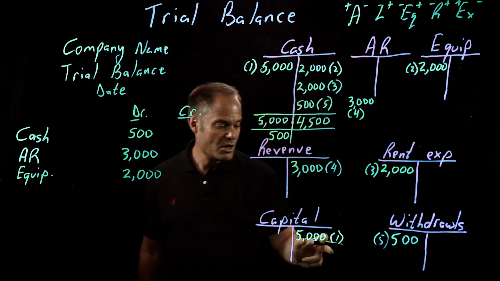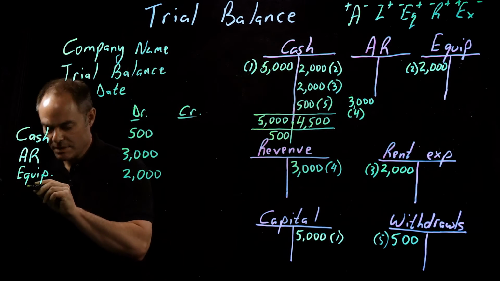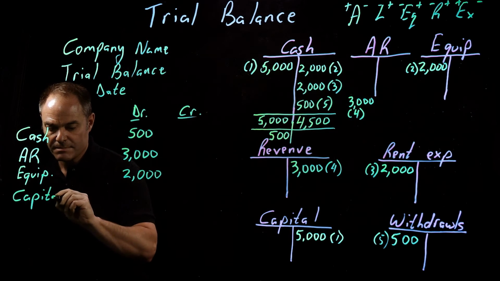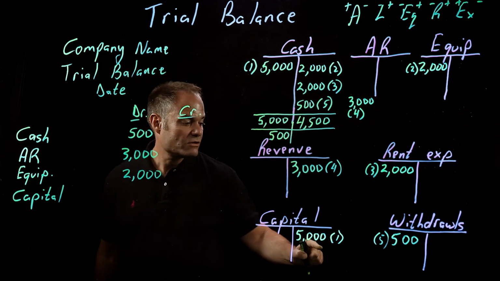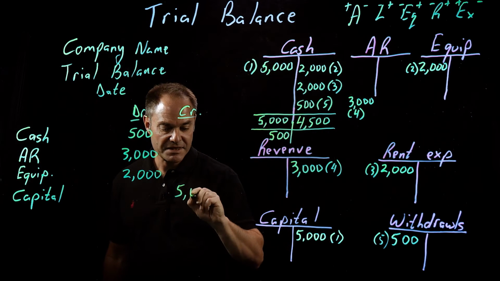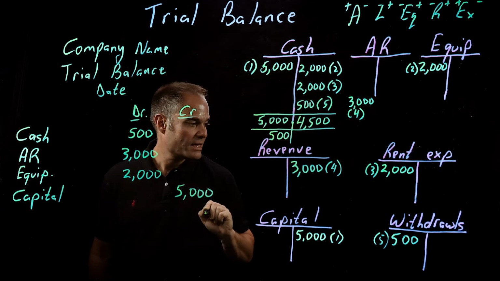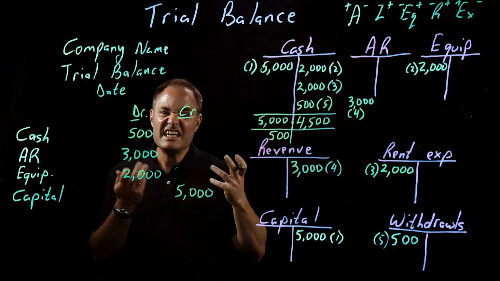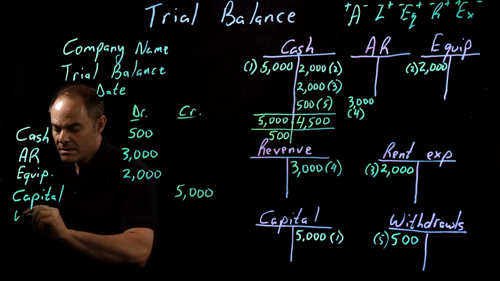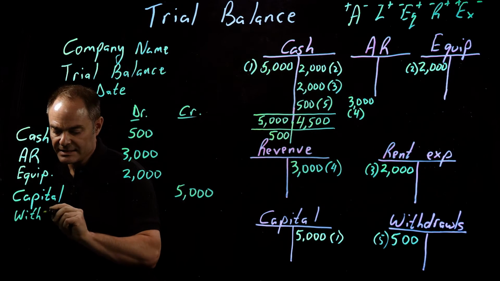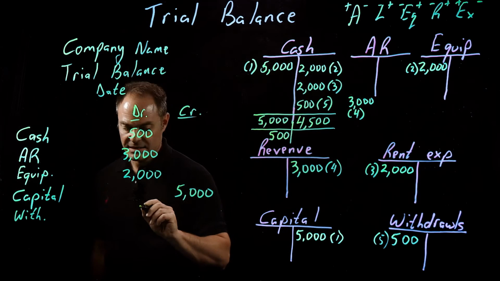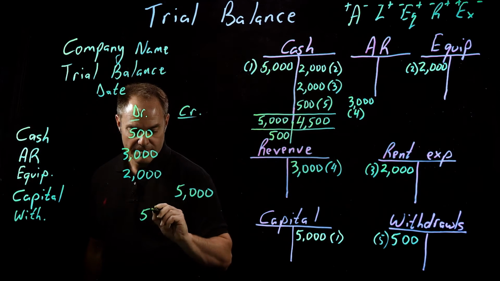Next, we have equity. Well, there's capital, and that's a credit balance of $5,000. Again, be very careful that you get things in the right column here. And withdrawals is a negative form of equity, if you will, but it's a form of equity nonetheless, so we'll put in withdrawals. It has a debit balance of 500.